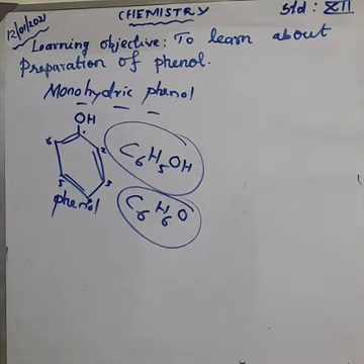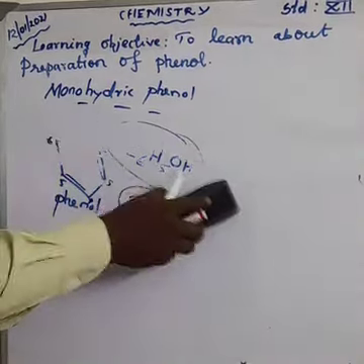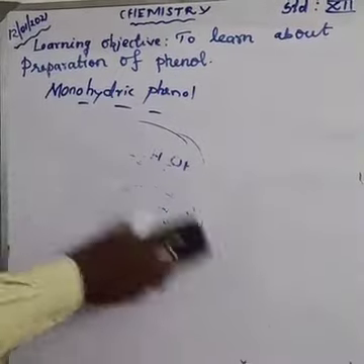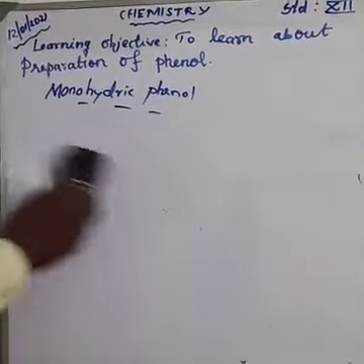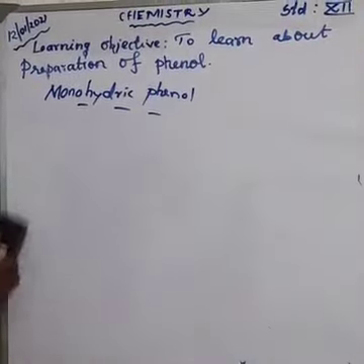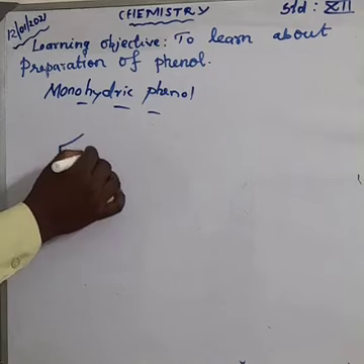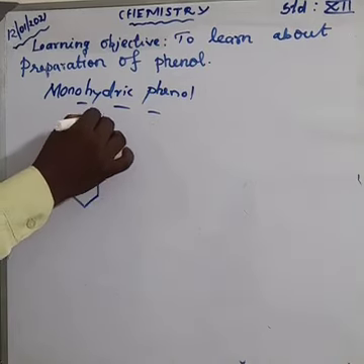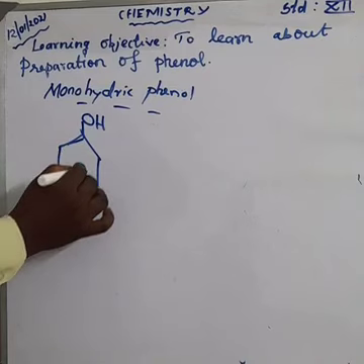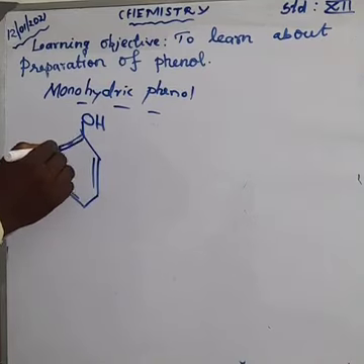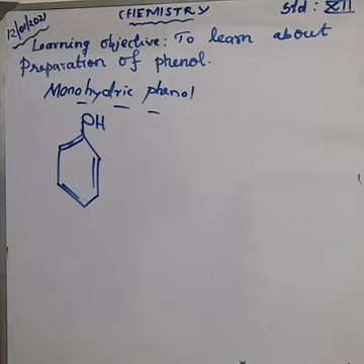Anyhow, they are having some compounds about the monohydric phenol. That means in phenol we are adding one more alkyl group, for example a methyl group. This is the phenol, am I right? Here, in this phenol, this is the functional group, am I right?